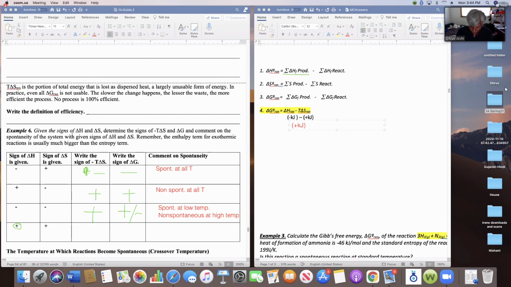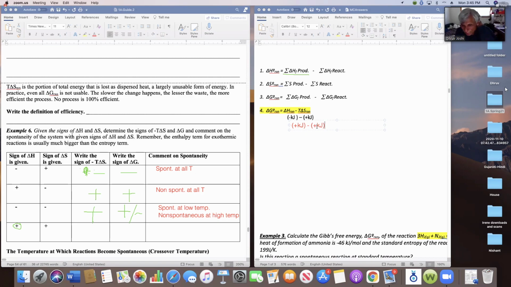Minus sign in the middle. And T delta S is also going to be giving us positive kilojoules because the sign of delta S is positive. So that means they're going to fight with each other. If this number is bigger, then delta G is going to be positive, and therefore it's going to be non-spontaneous. If this number is smaller than this number, then the T delta S value is going to be winning, and therefore the reaction would be spontaneous.